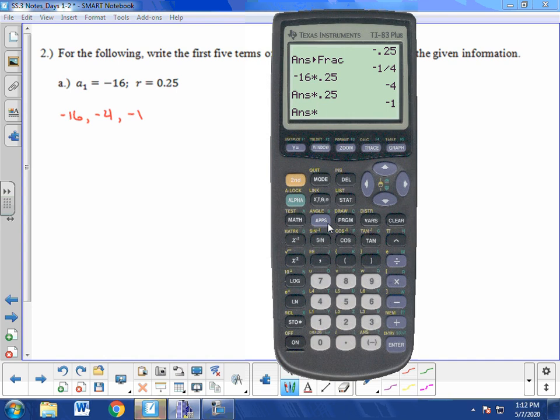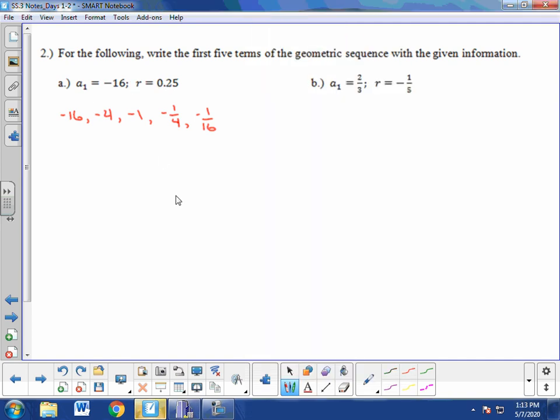And then repeat, multiply by 0.25 or divide by 4, and this would be negative 0.25, which is negative 1/4. You can also find that by hitting math fraction. And then again, one more time, multiply by 0.25, which would be dividing by 4, which would give you negative 1/16. So the first 5 terms in this list would be negative 16, negative 4, negative 1, negative 1/4, and negative 1/16, found by taking the previous term and multiplying by 0.25 or dividing by 4.